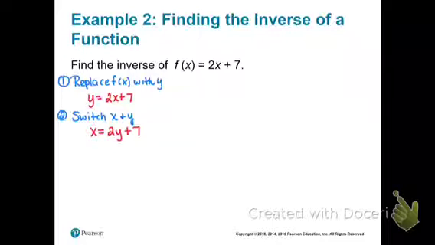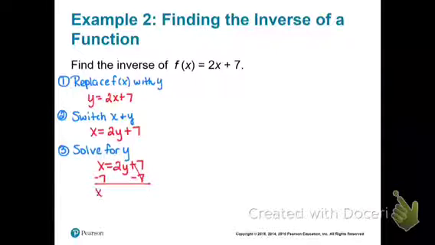Good. Step 3. Solve for y. So we have x equals 2y plus 7. How am I going to solve for y? Okay, so we're going to subtract that 7. So we get x minus 7 equals 2y. And then what do we do? We're going to divide everything by 2.